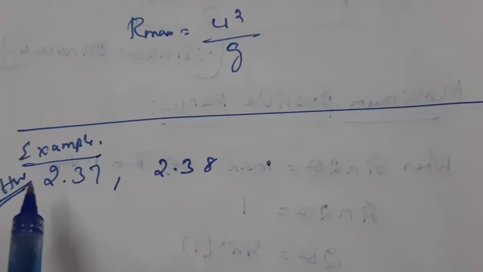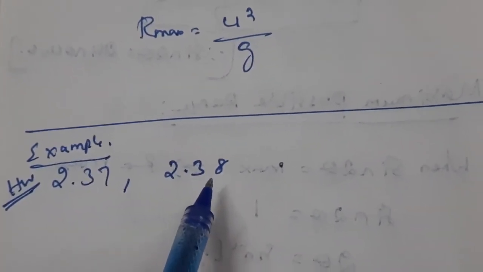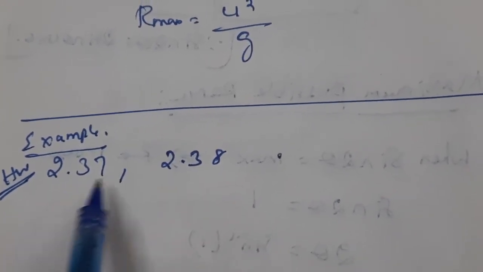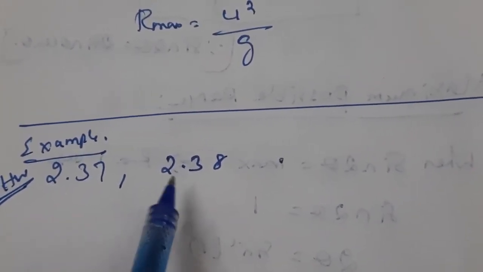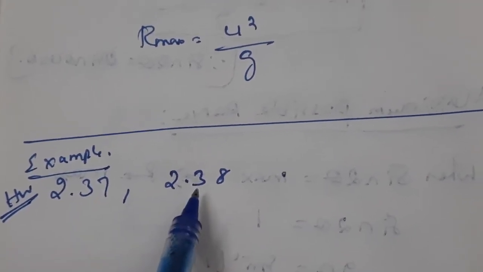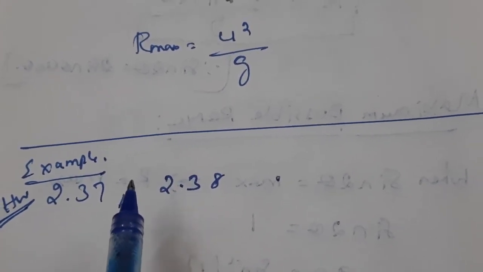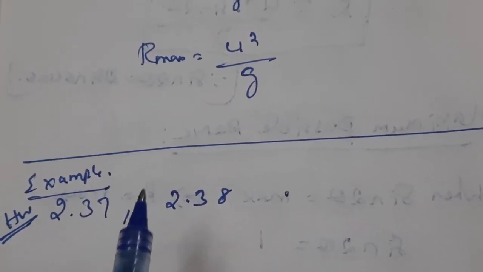Students, try to do the example problems 2.37 and 2.38. These two problems are important using oblique projection. Okay, 2.37 and 2.38. So oblique projections, horizontal projection. Two questions, write and learn.